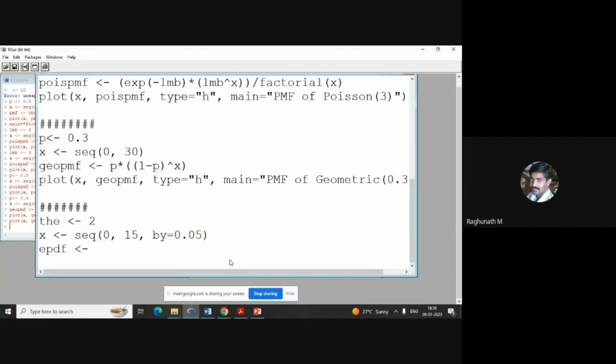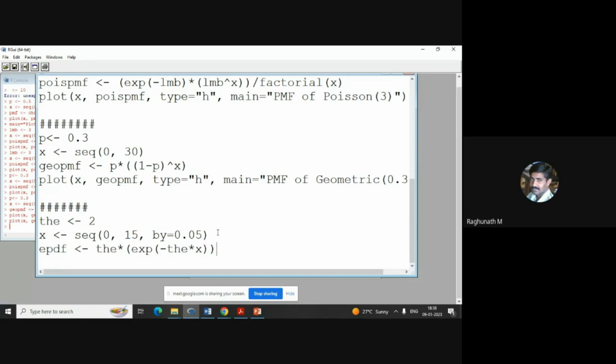So we shall compute the PDF for this, means the value of the function in each of these x values. So that is going to be theta into, I have called it as THE, into EXP of minus THE into x. So I have opened the bracket here, and I have closed it at the end. Whenever you work in R, be careful about the brackets.